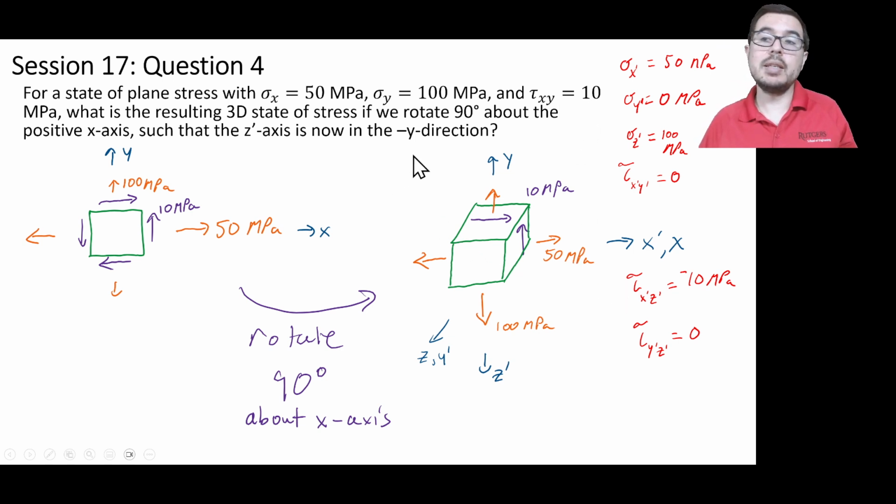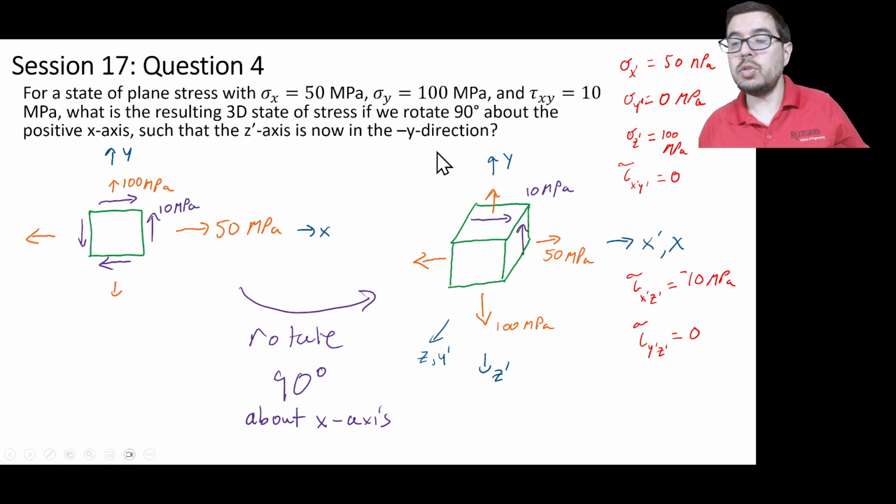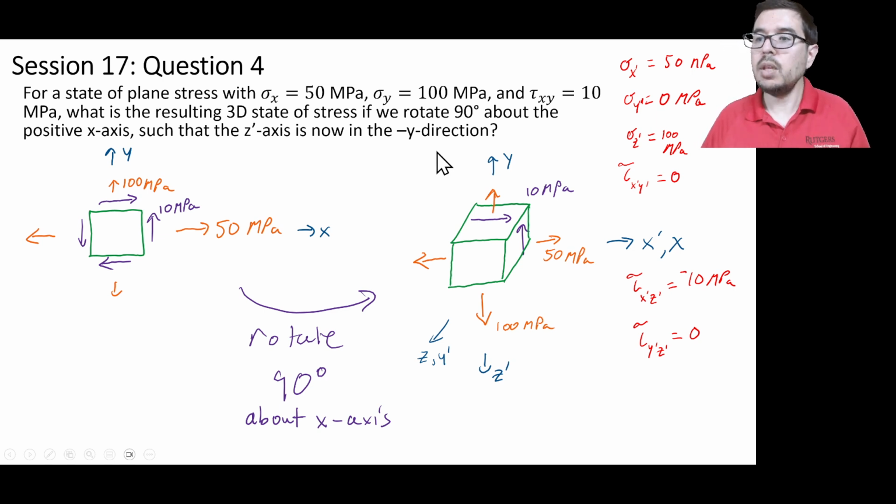We hadn't listed the other shear stresses, the xz and the yz, in the original state, but they were 0. This was a 2D representation here, but we see now this tau x prime z prime is minus 10 megapascals, and tau y prime z prime is equal to 0.